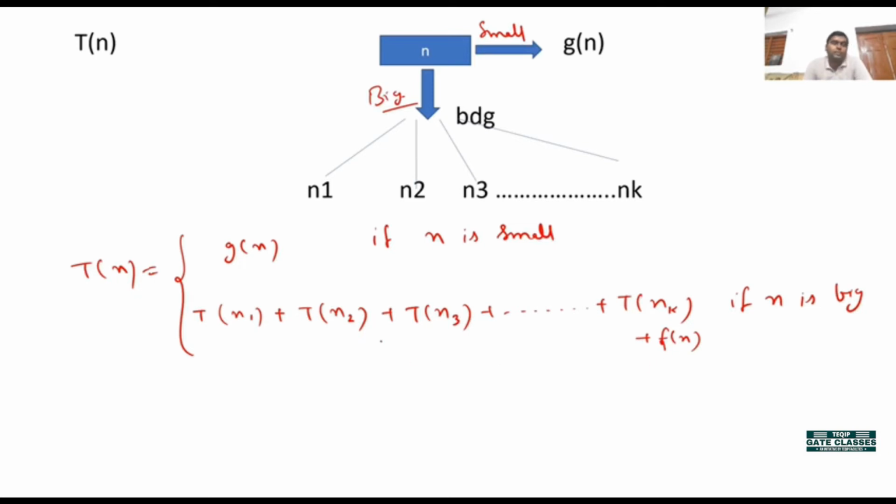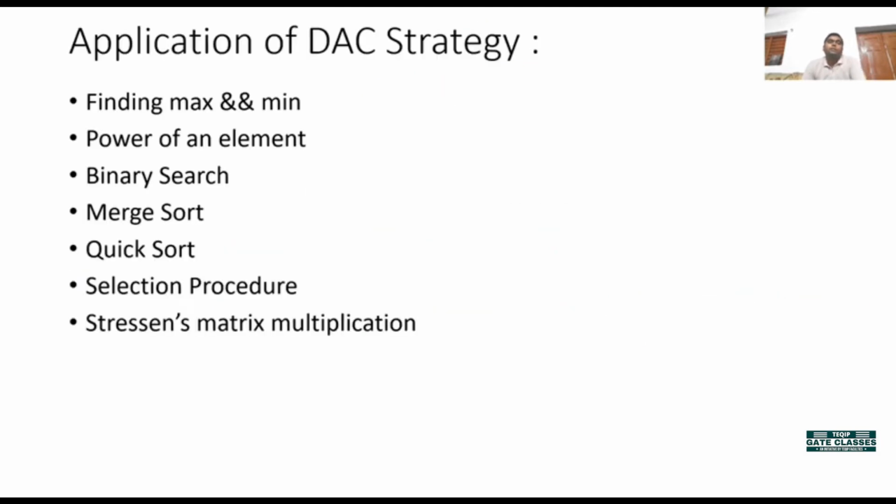Okay, so this is the case. So this is the general structure. Maybe uniform division is possible, or non-uniform division is also possible. Okay, so there are some applications related to a divide and conquer strategy, like finding maximum and minimum, power of an element, binary search. Don't worry, I will explain each and every problem in detail in the upcoming lectures. And merge sort, quick sort, selection procedure, and Strassen's matrix multiplication.